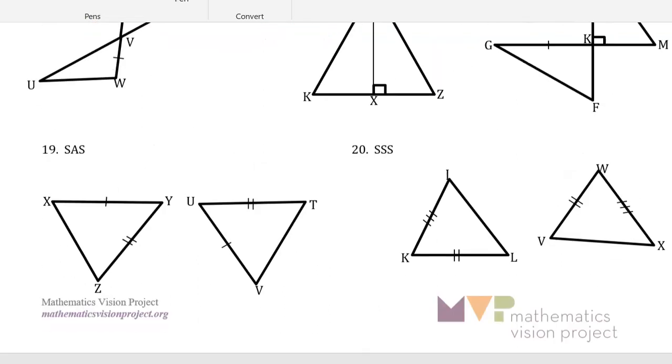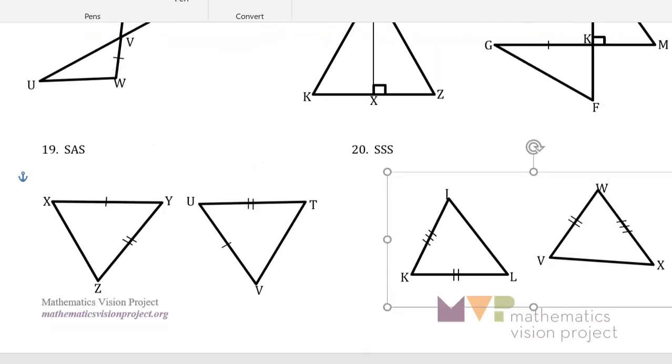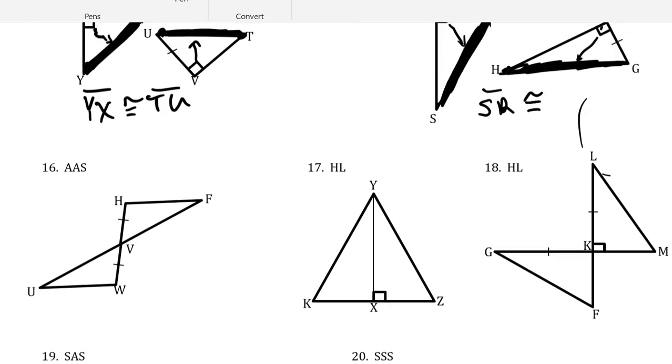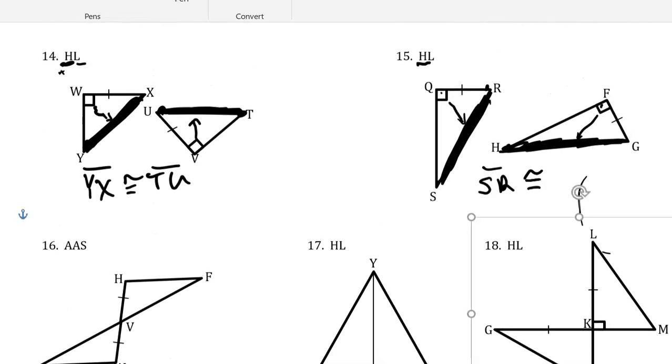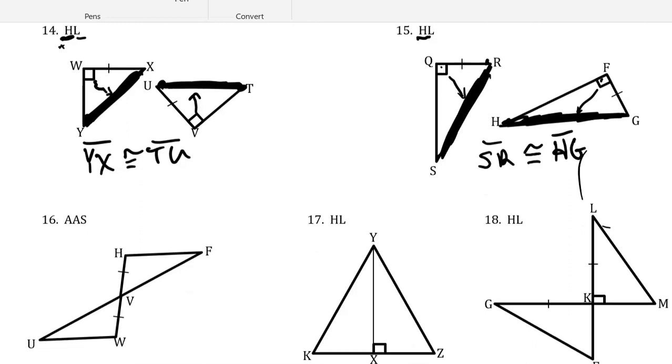Oops. All right, let me try to get this back. Yeah, so SR would have to be congruent to HG. Okay. And that's all we're doing.